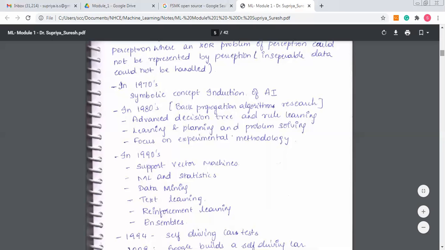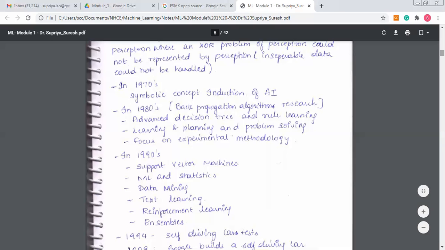Okay, so it was in the 1980s that backpropagation algorithm research became big enough. And it is basically an advanced decision tree and rule learning, learning and planning and problem solving. It focuses on experimental methodologies. So all of these things were focused on during the 1980s, you know.